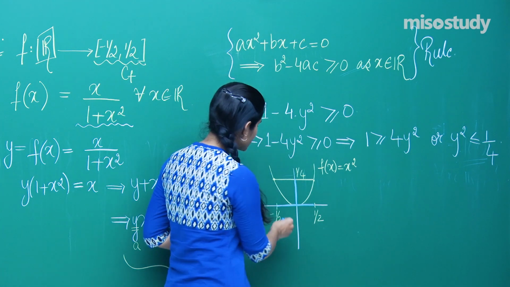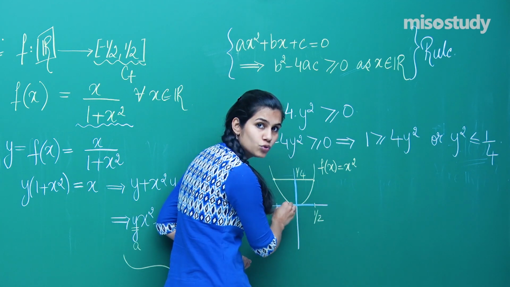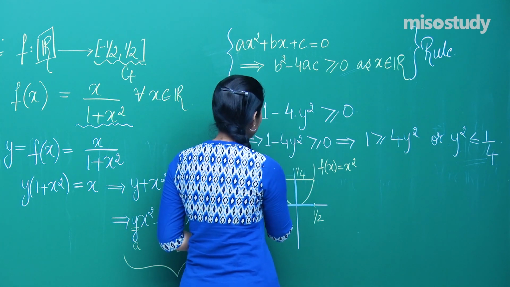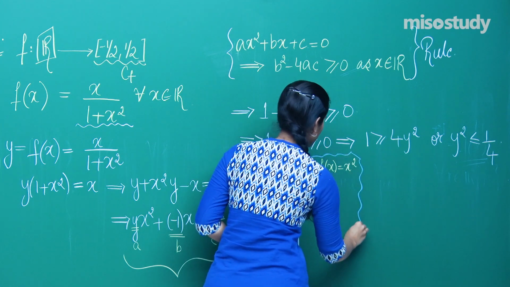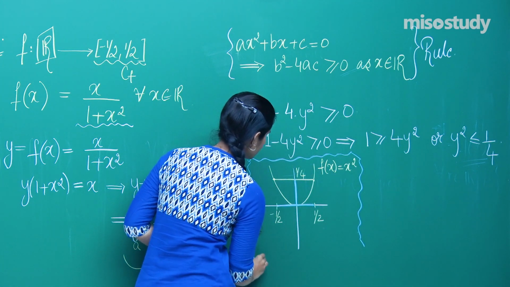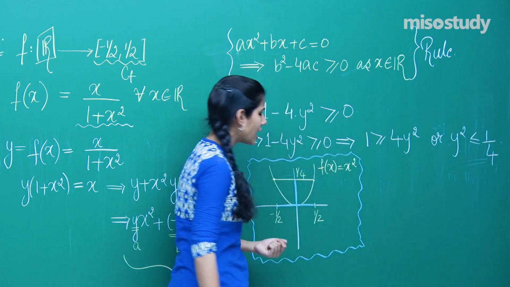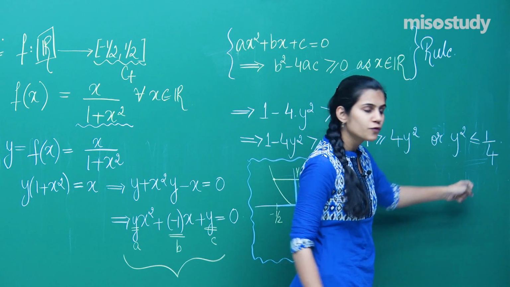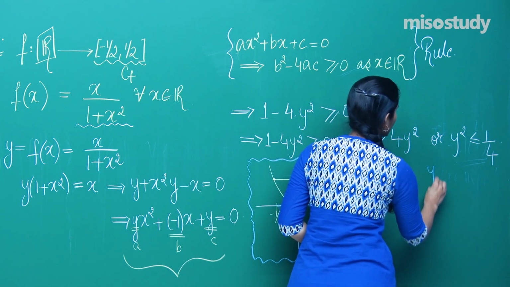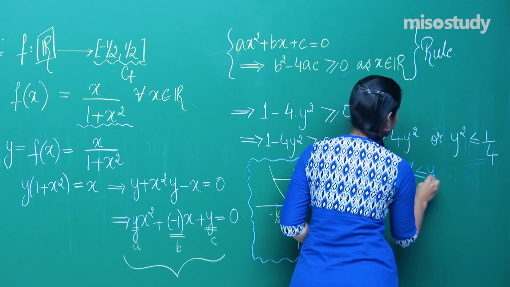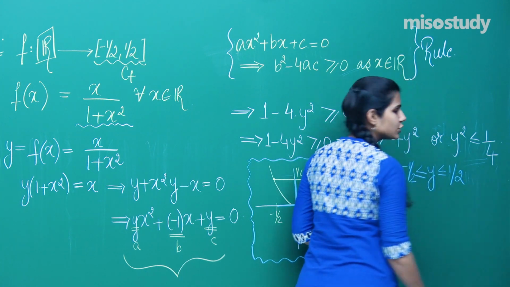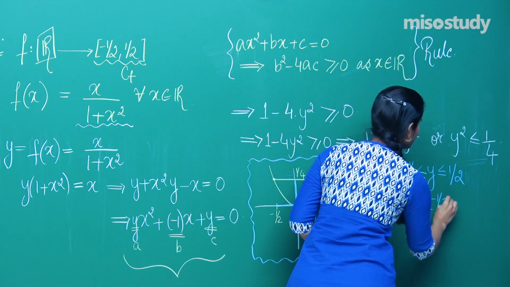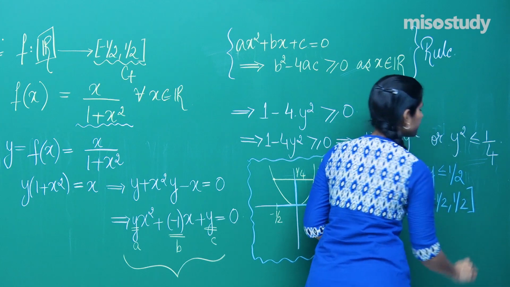Because only when x varies from minus 1 by 2 to 1 by 2, x square varies from 0 to 1 by 4. And that is why if I just consider this as a piece of information coming from the graph of f(x) equals x square, I know for y square to be less than or equal to 1 by 4, this is only possible when y is between minus 1 by 2 and 1 by 2. Which means y belongs to minus 1 by 2, 1 by 2.